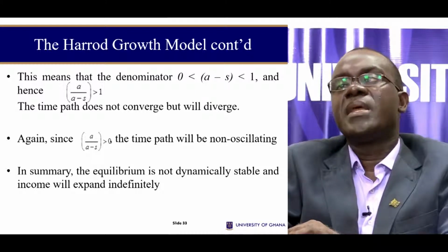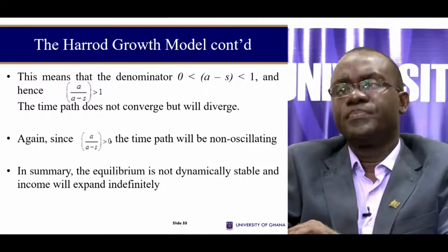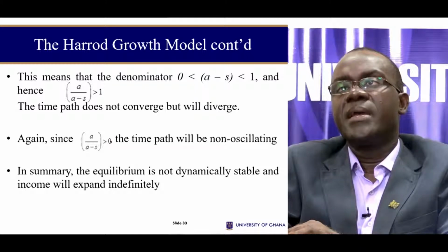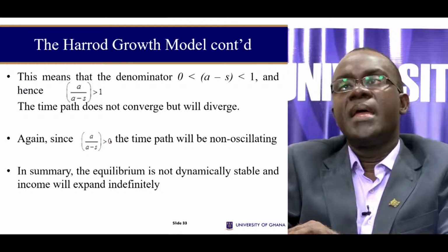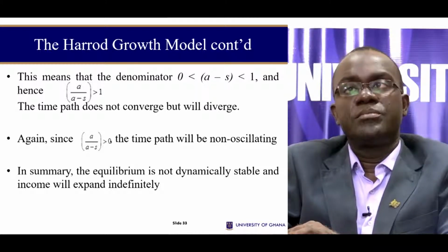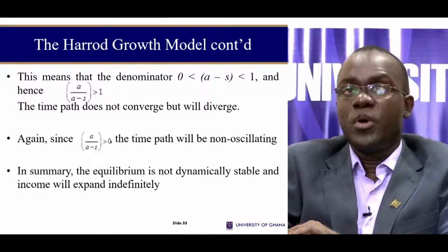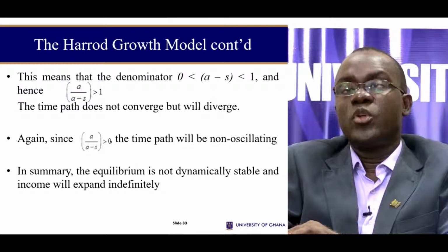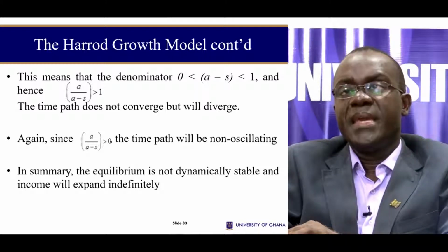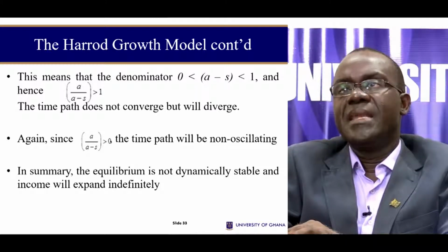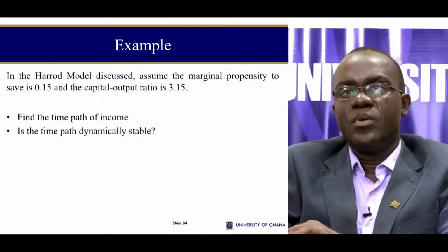Once this one is greater than 1, it implies that the time path will not converge; it will diverge as usual because it's greater than 1. And the time path will not oscillate because this value is not a negative number. So we see that in the Harrod's model, the equilibrium is not dynamically stable.